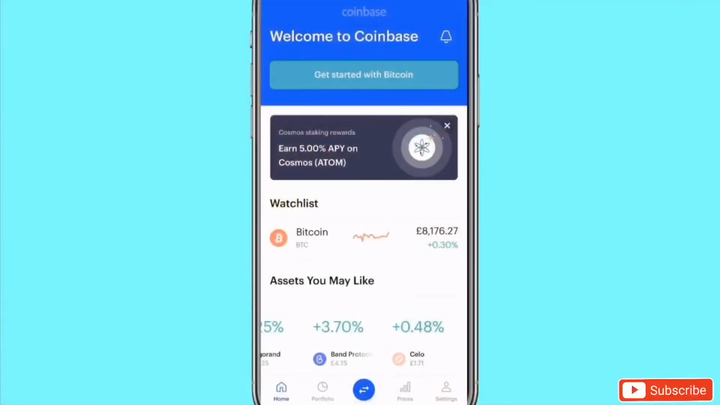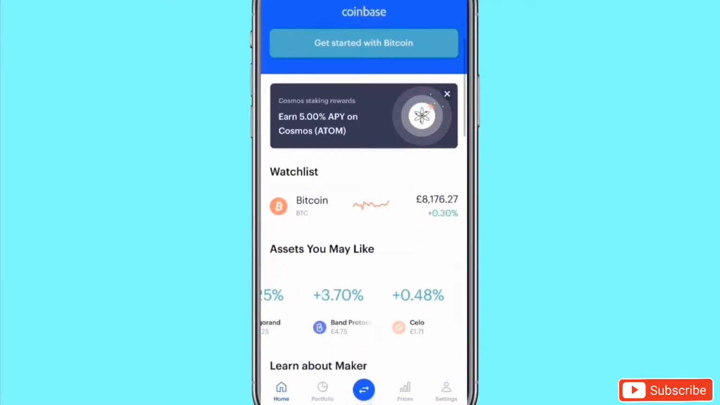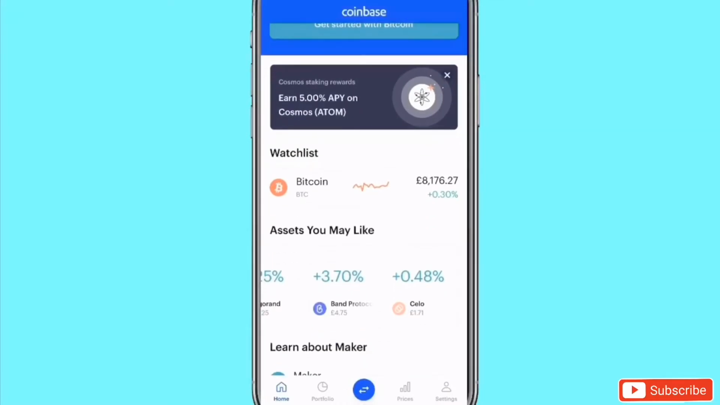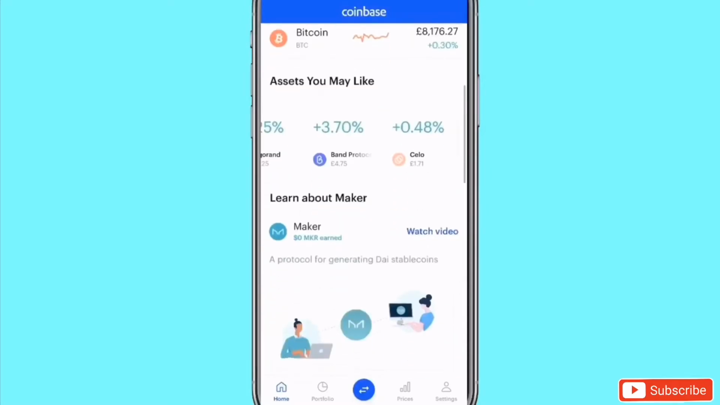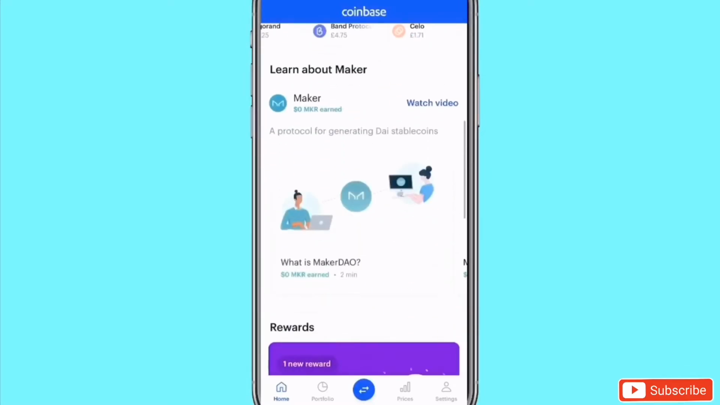So this is the Coinbase app, and the first page on here is the home screen. So you can see here we've got watch list. So at the moment it's just Bitcoin on there. It also gives you some assets you might like, different suggestions of different cryptos here. Some different videos to learn about some newer cryptos out there.